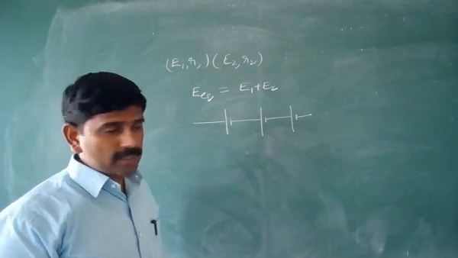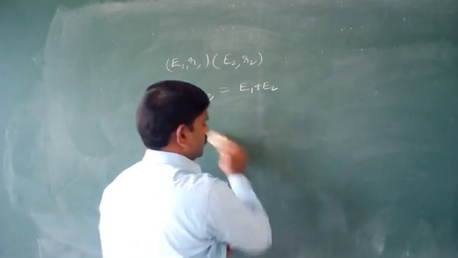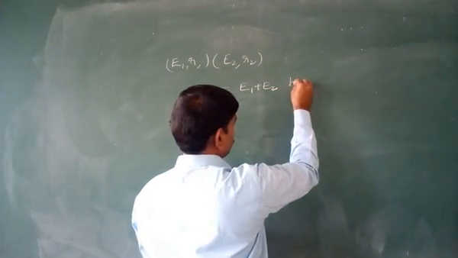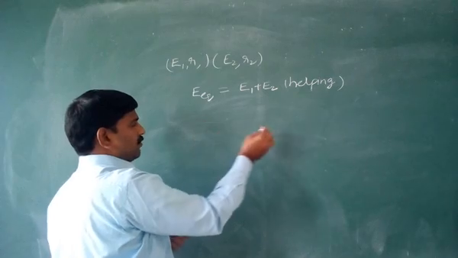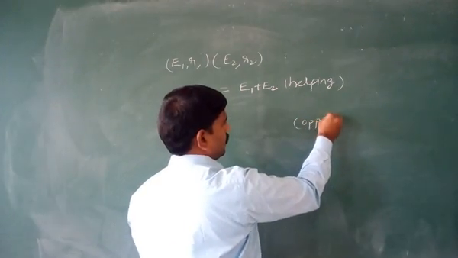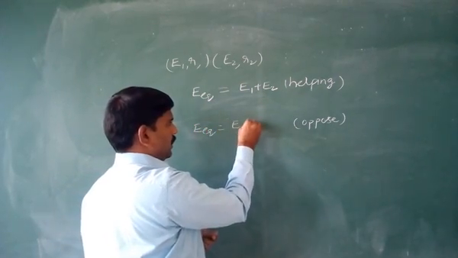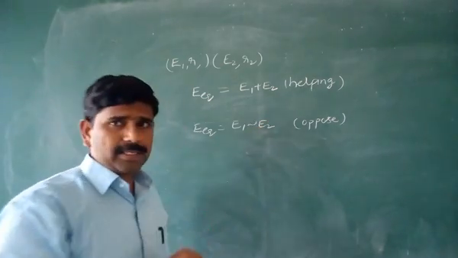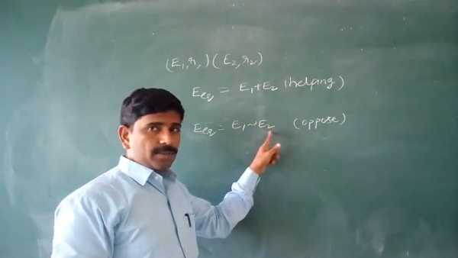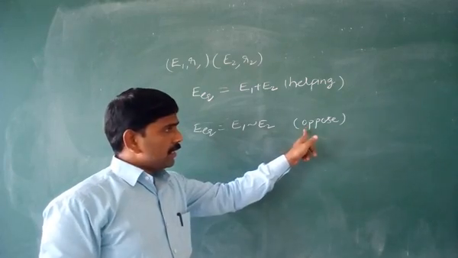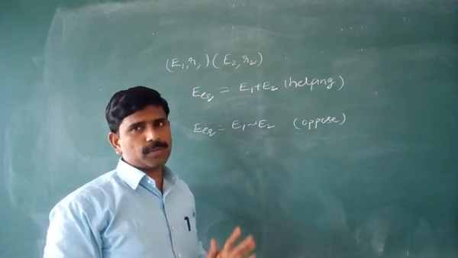In the case of the opposing manner, the effective EMF is equal to the difference of E1 and E2, either E1 minus E2 or maybe E2 minus E1. That is in the opposing manner. First one is the helping manner, second one is the opposing manner.